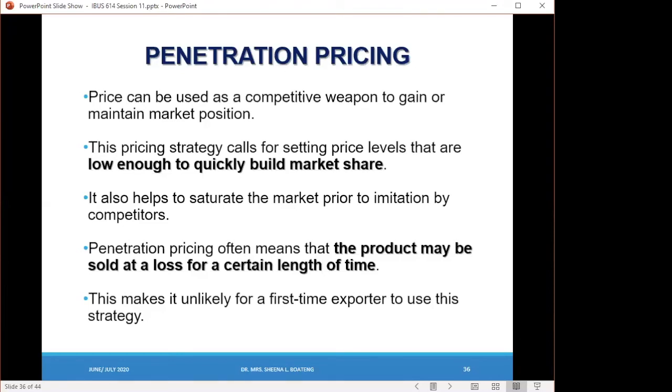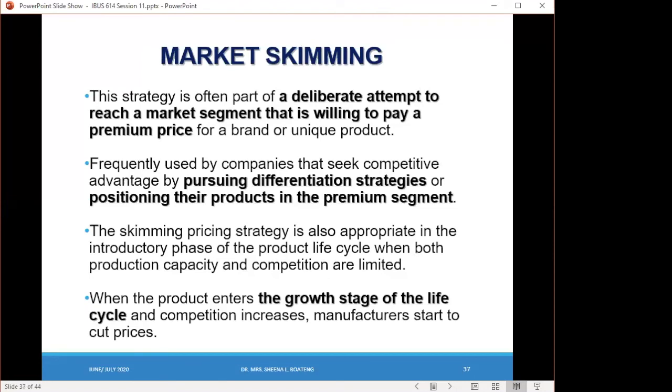Now, because of the nature of this strategy and the possibility of earning losses in the initial stages and sometimes for a prolonged period of time, it is very unlikely that a first-time exporter who is now sending their product to a foreign market may use a penetration pricing strategy, because they do not have the gravitas and the amount of resources to be able to support such a strategy. It is more suited towards relatively more established firms and corporations who have a significant amount of resources and investments, who can afford to make a loss in the short term to be able to make a profit in the long term. So that is it for penetration pricing.